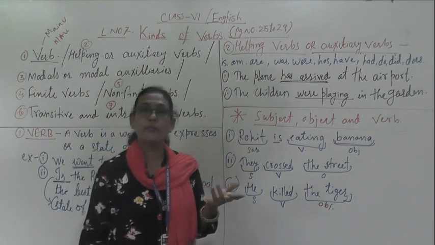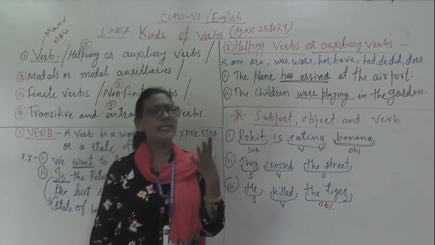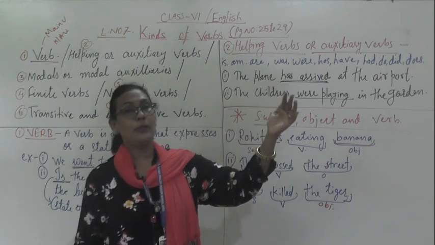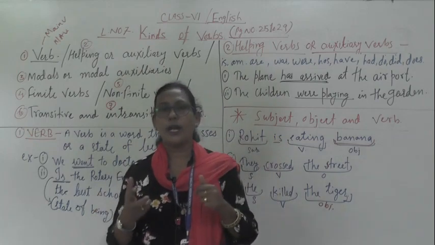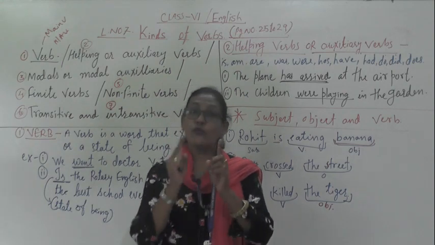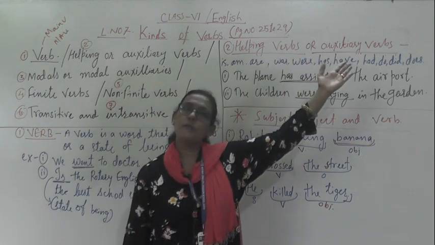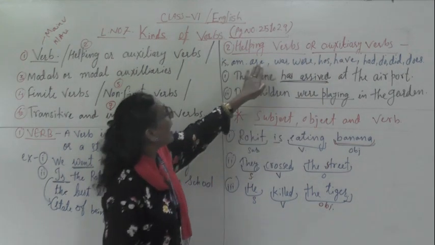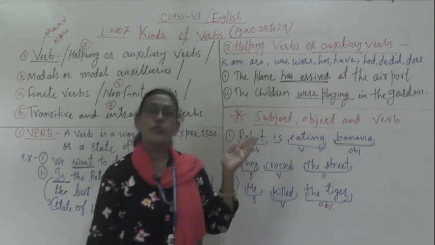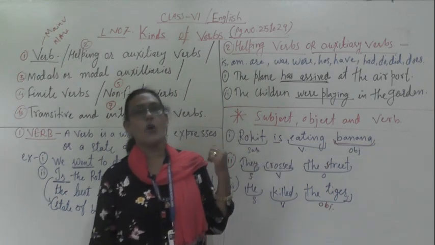Which are the helping verbs and auxiliary verbs? Is, am, are, was. See, dear children, main verbs show action: play, go, ate, jumped, run, slept. Those words are called main verbs. With that, these are the helping verbs. Helping verbs we are calling auxiliary verbs as well. So, is, am, are, was, were, has, have, had, do, did, does. These are called the helping verbs or auxiliary verbs.